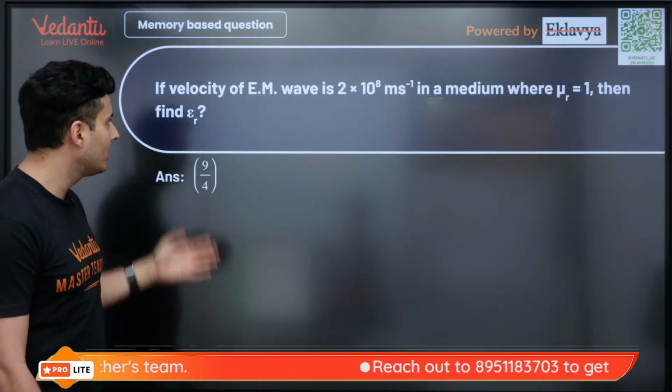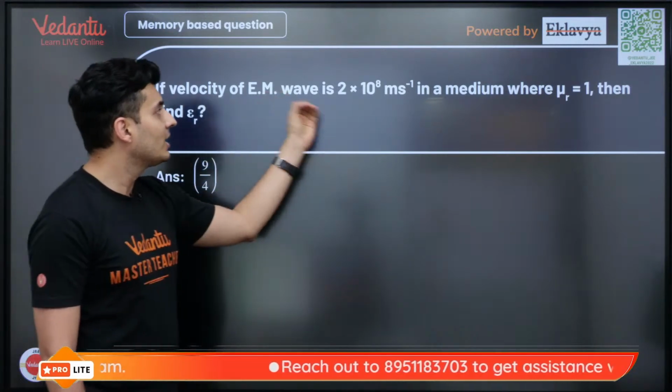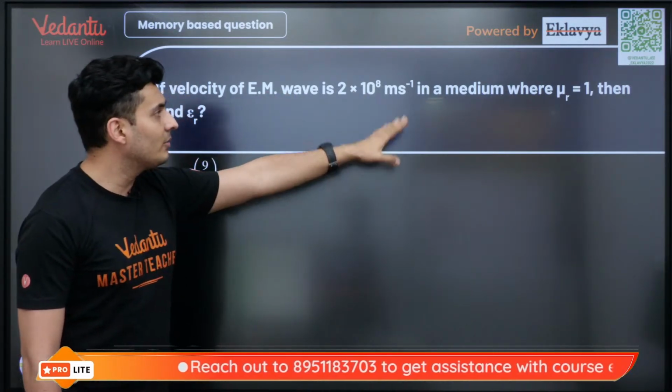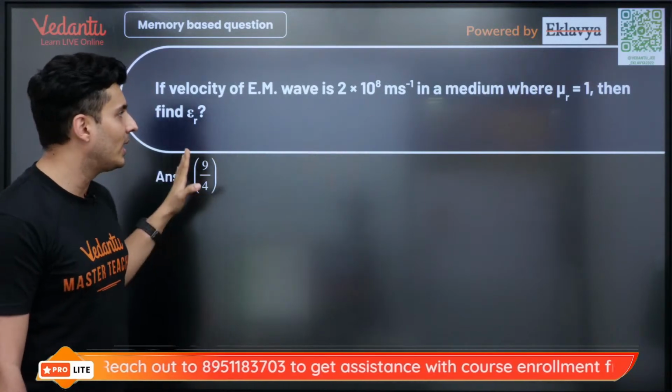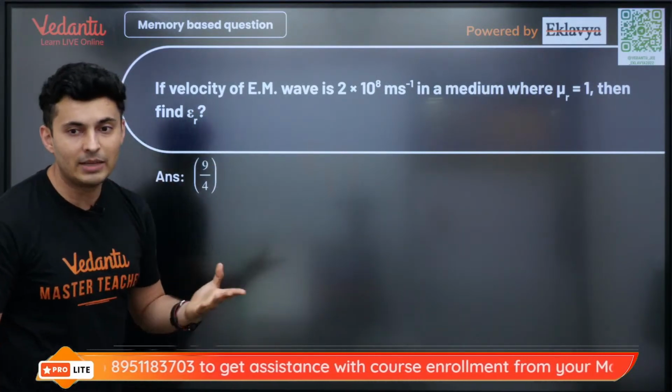Answer is there right over here. Next question. The velocity of EM waves is 2 into 10 to the power 8 in a medium where relative permeability is 1. Then what is the relative permittivity?